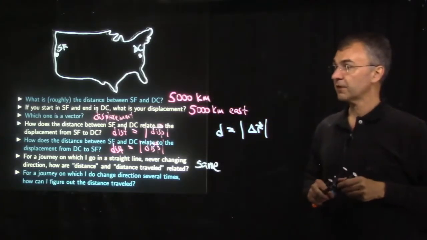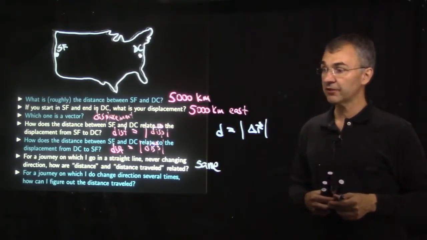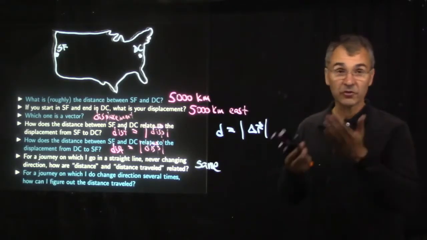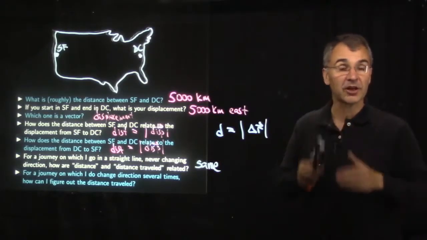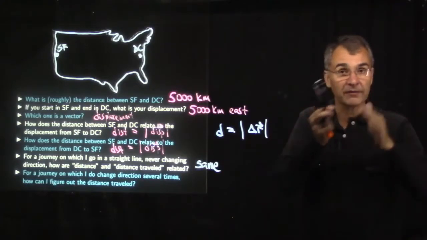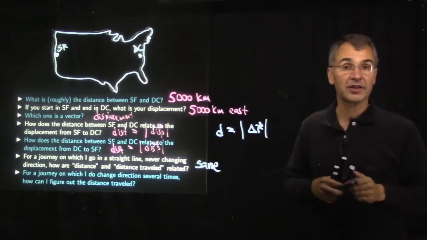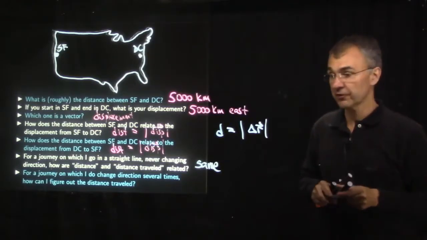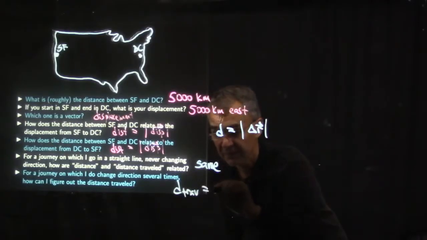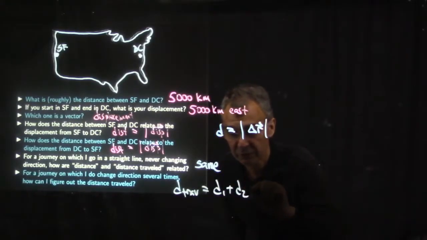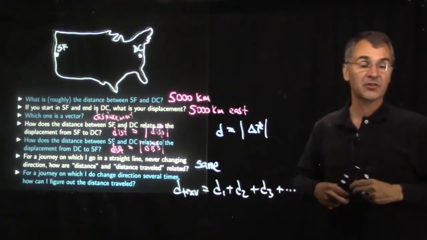Okay. For a journey on which I do change direction several times, how can I figure out the distance traveled? Well, I have to split the trip up into segments where for each segment I don't change direction. So every time I change direction, I have to start a new segment. I split the trip up into segments and I add up the lengths of all of those segments. So I'm going to say the distance traveled is, let's say, D1 plus D2 plus D3, however many segments there are.